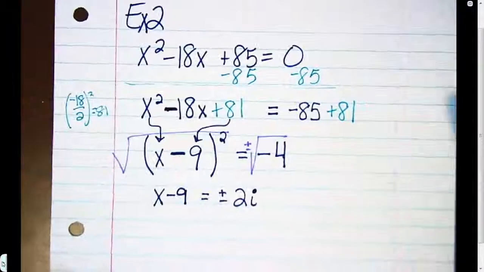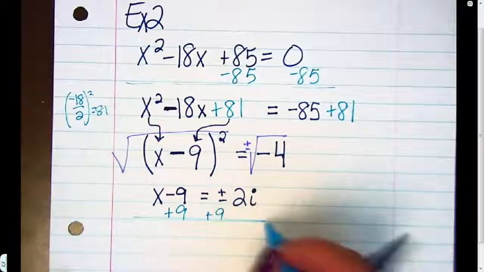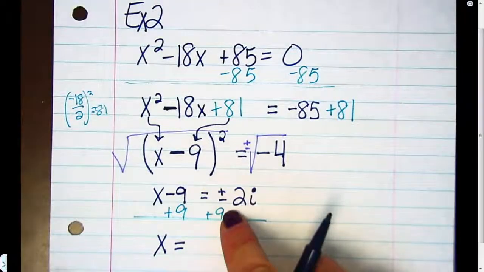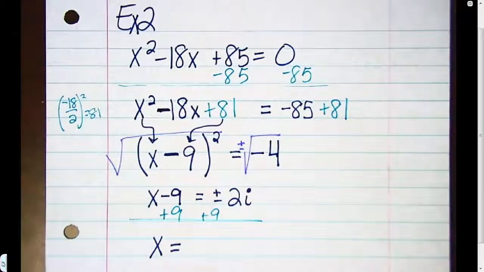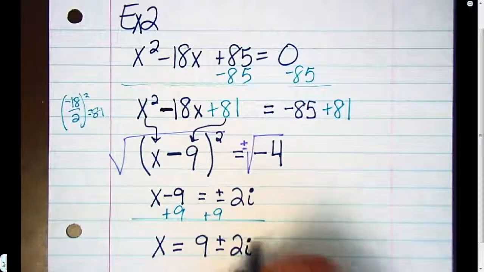And then one more step. Move that 9. It's a negative 9, so we have to add. And take a look here. Are these like terms? No, they're not. So it's 9 plus or minus 2i. Okay?